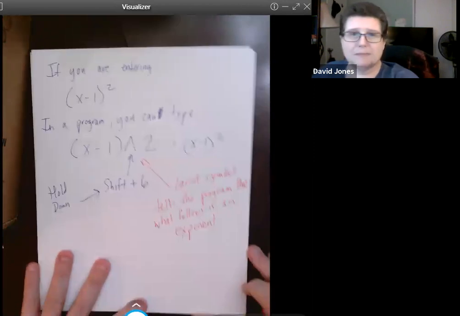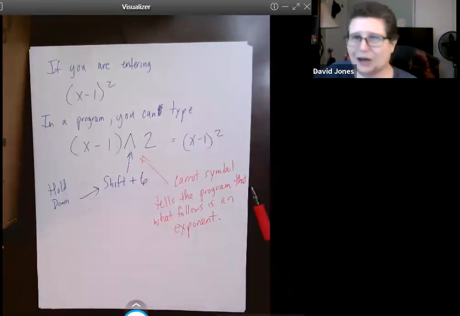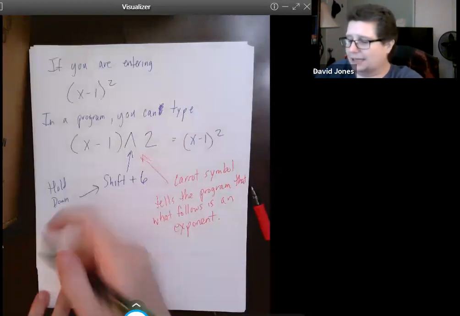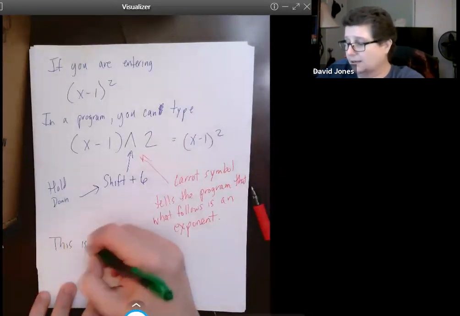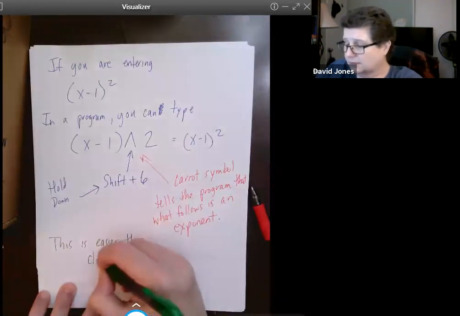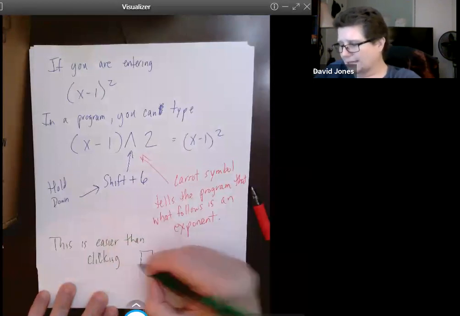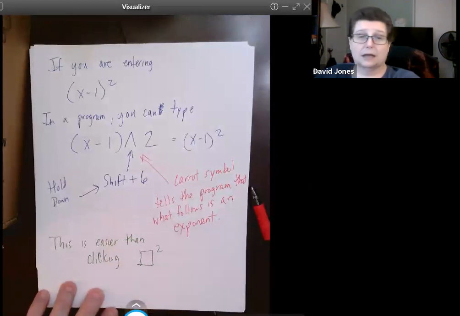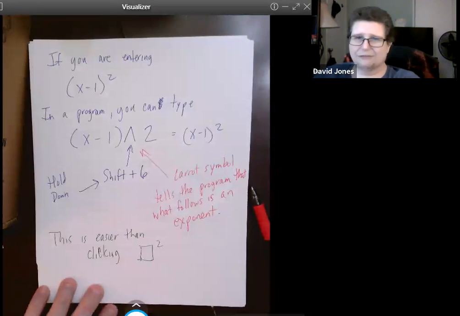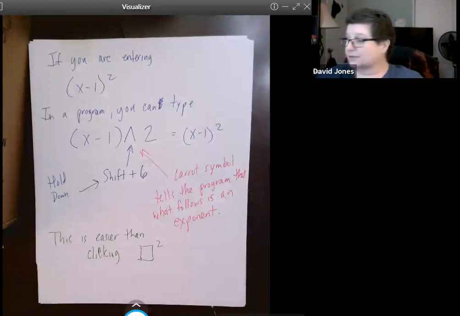This works in MATLAB too. So if you get tired of clicking on the button, this is easier, because then you have to reach and grab for the mouse. But if you're typing, your hands are already on the keyboard, you don't need the mouse.